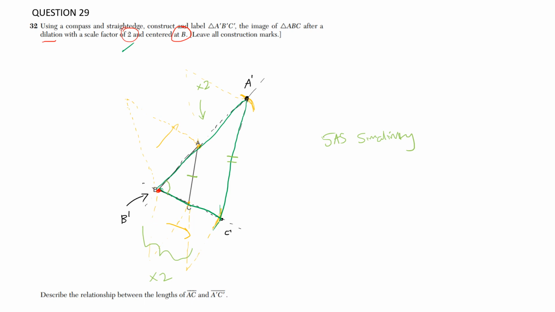Because we can prove by SAS that these two triangles are similar, that means that final side AC must have also scaled, or dilated, by a factor of 2. So it's basically the length AC doubled: 2AC equals A prime C prime.